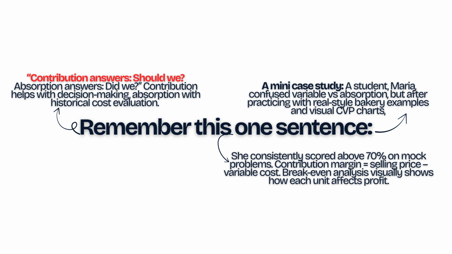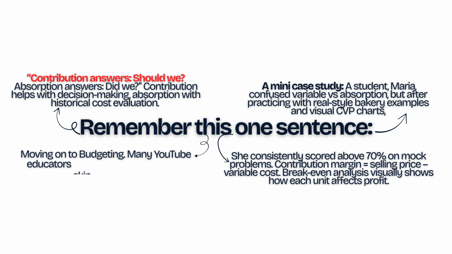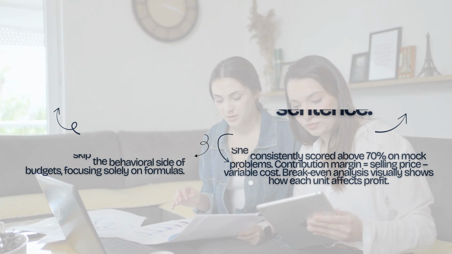Break-even analysis visually shows how each unit affects profit. Moving on to budgeting. Many YouTube educators skip the behavioral side of budgets, focusing solely on formulas. But real-world budgeting includes types of budgets: flexed, rolling, zero-based, and their behavioral impact.